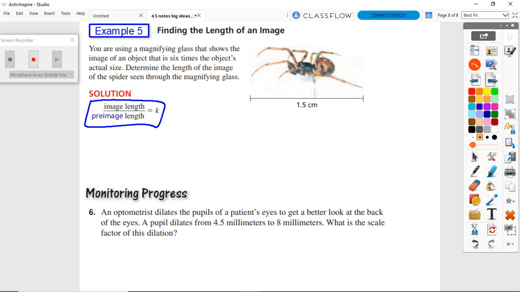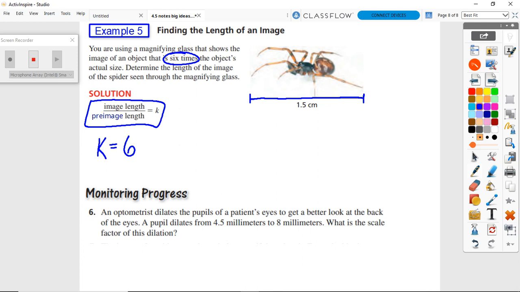So in this case, we're magnifying a spider. The magnifying glass shows the image of an object that is 6 times the object's actual size. So we got this spider, and through our magnifying glass, it looks like it's 1.5 centimeters. Determine the length of the image of the spider seen through the magnifying glass. All right? So let's see here. We know that the scale factor is k, and it tells us that the object is 6 times. So my scale factor is 6. My k equals 6.